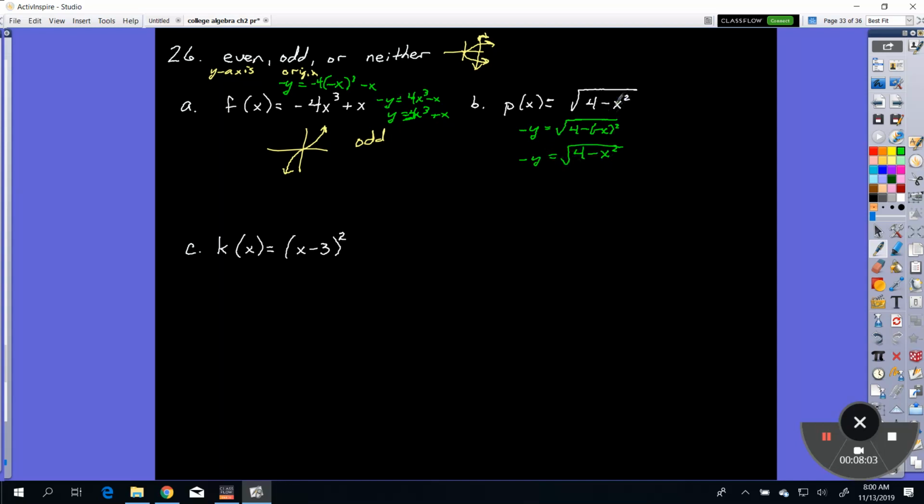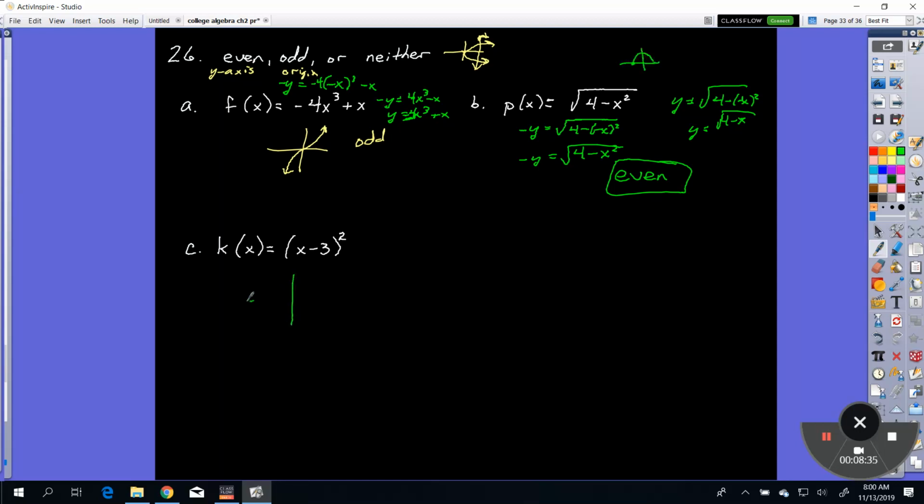If I replace x with negative x, though, so just that part, then I get a positive out of negative times negative, and it gives me the exact same thing as what I had to begin with. So if you can replace x with negative x and you get the exact same thing, then we know it's symmetric with the y-axis, which means it is even. And you could have graphed this, and you get half of a circle.